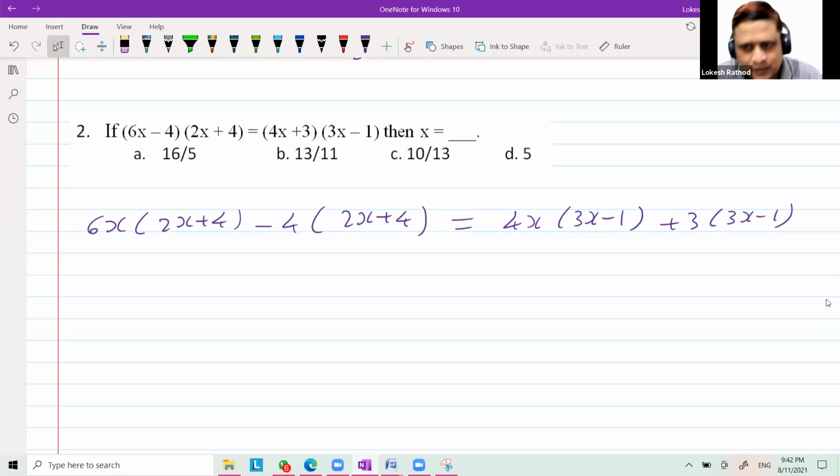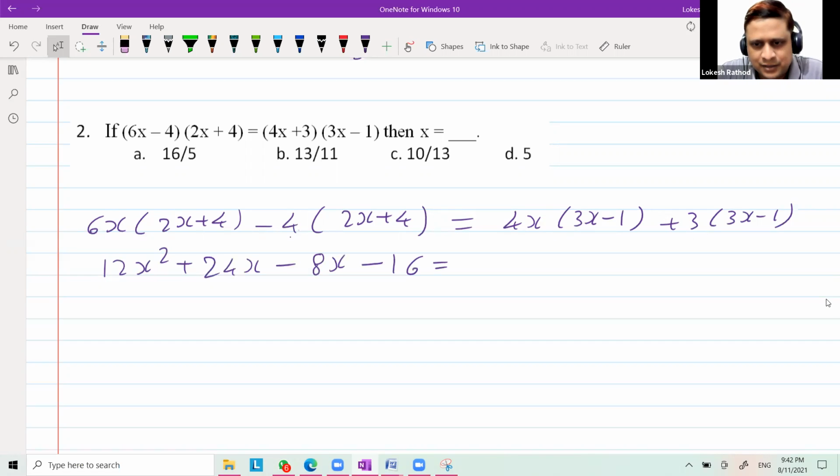Now if I simplify it, 6 twos are 12, 12x square, plus 6 fours are 24x. Minus 4 times 2, 8x, negative 4 is there, that's why negative sign, and 4 times 4, 16. And this side, 4 times 3, 12x square, 4x times minus 1, minus 4x, 3 times 3x, that is 9x, and 3 times 1, minus 3. So this is clear, right?